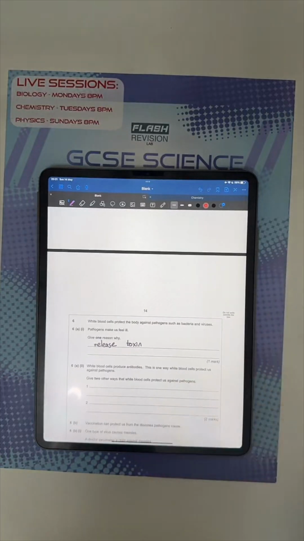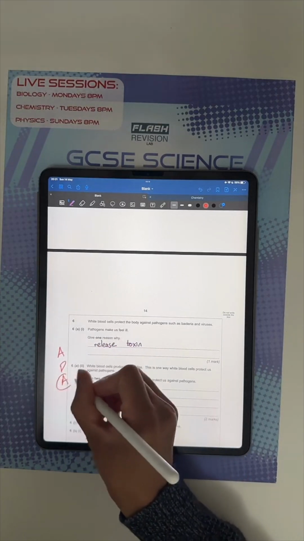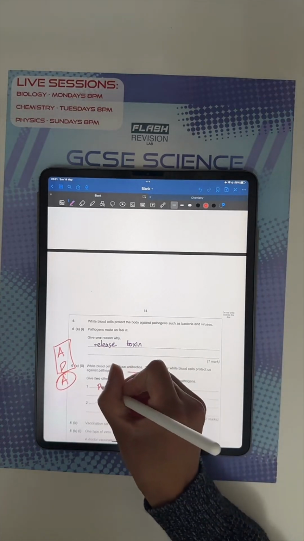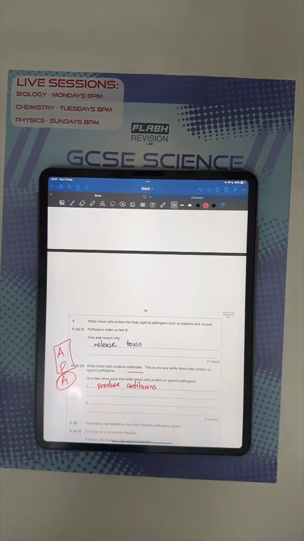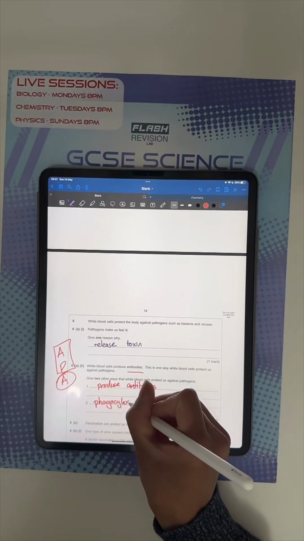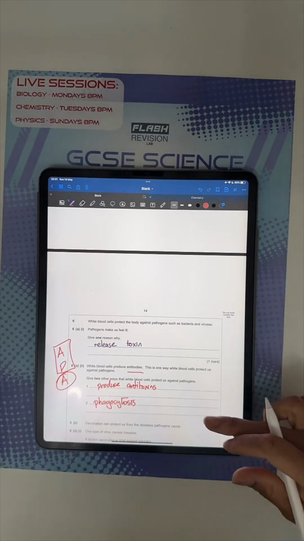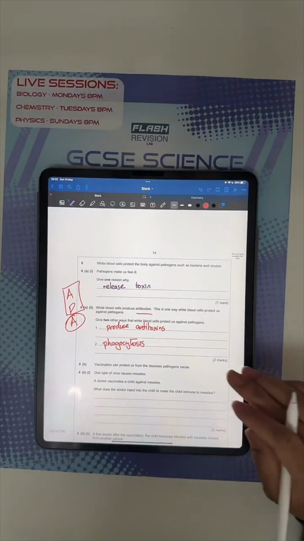Back to the question. Out of those three, we've got white blood cells produce antibodies. So they've talked about that one, and we just need to mention these two. It's 2 marks here. They produce antitoxins, and the P is for phagocytosis. This is a mix. It's not just one paper, guys. It's a mix of loads of different questions that I've got from different papers.